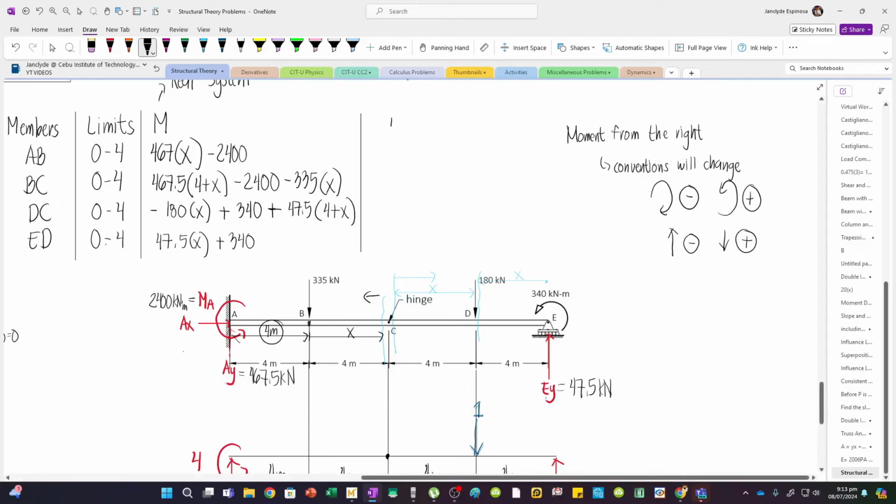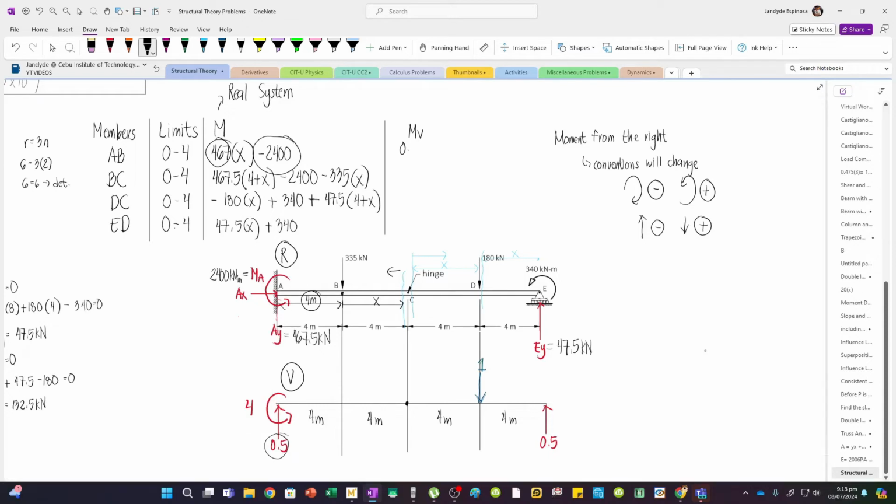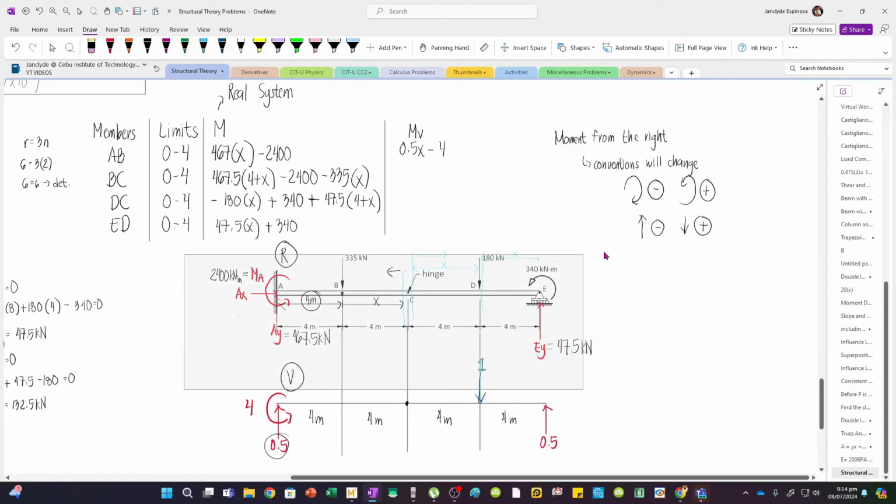Yan. And then we also have MV. This is the moments considering the virtual system. Now, kung ano yung segments dito, saka yung origins, it must be consistent dito sa virtual system. So again, this is the real system, this is the virtual system. So here, I have, copy ko na lang yan. The same lang naman din yung moments. But I will have to change the reaction. 467 becomes 0.5, minus 2,400 becomes 4. So I have here 0.5x minus 4. Kaya madali na lang yung virtual system, yung moments niya. Kasi pwede mo siyang i-relate dito sa real system.